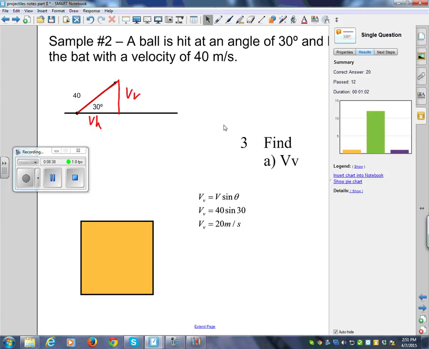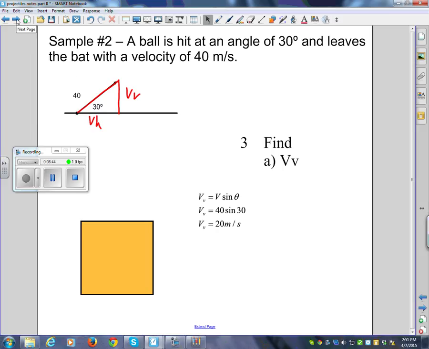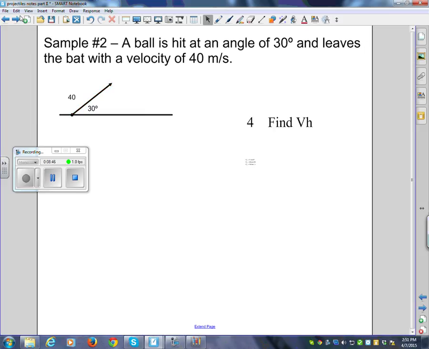Too slow. 20. Chance for redemption. What do you think the next question's going to be? Same thing, horizontal. Oh! Find the horizontal component.